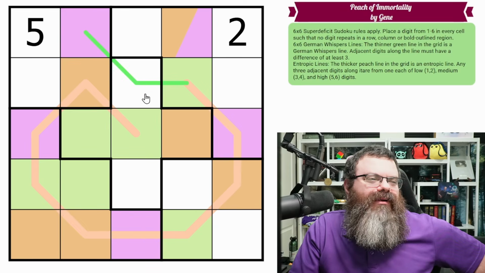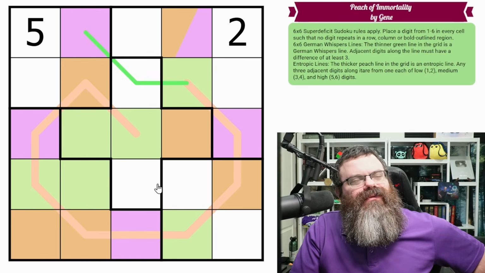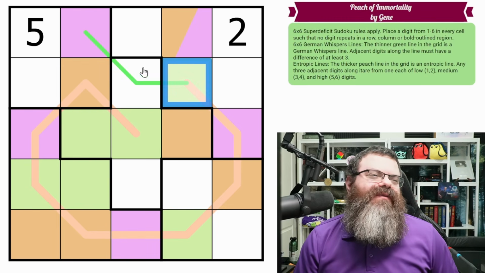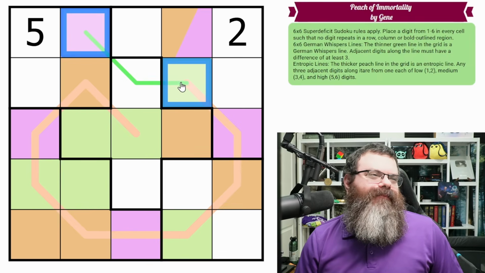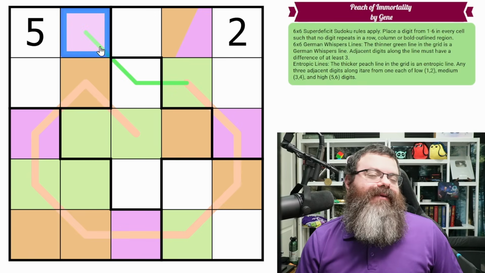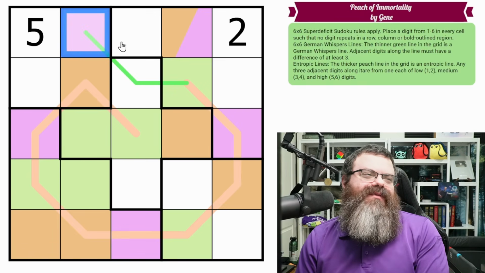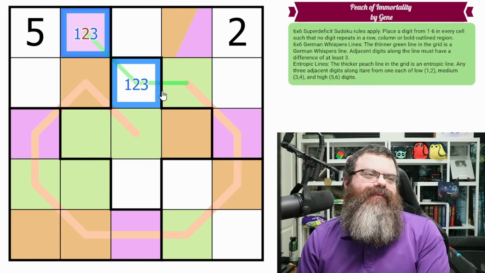Is there more? So one thing I will say, I'm not sure how useful this is right now, but this might be leading us to some solution. German whisper lines have to alternate low-high. The reason for that is, say this was 1, 2, 3. We can't put another 1, 2, 3 next to it because the difference will be at most 2. 3 minus 1 is 2. That's the biggest difference I could get.